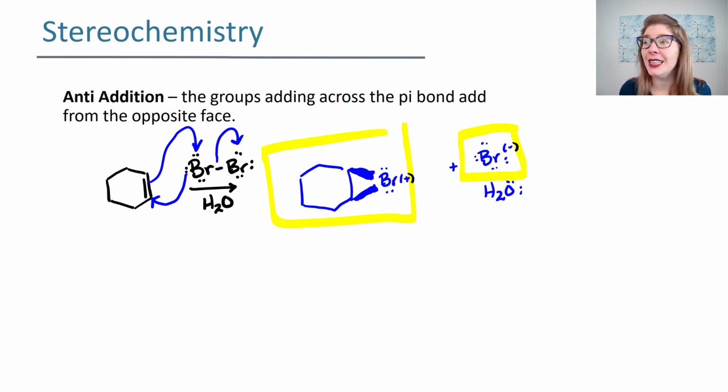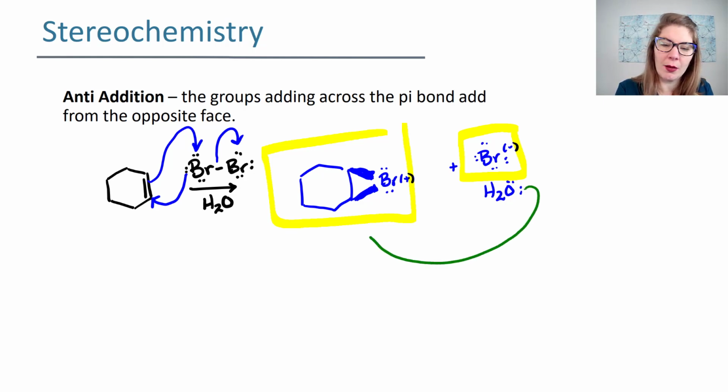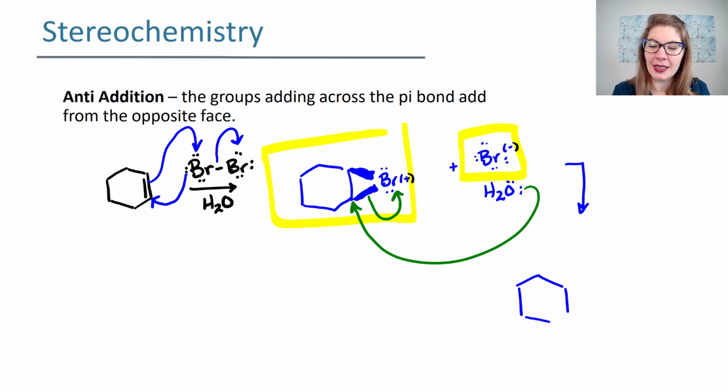Could the bromide ion do it? Yeah, but that thing's going to be surrounded in water much more thoroughly than it is going to be surrounded in bromide ion. So your water is going to be what comes in and does the attack and opens up that brominium ion. When this happens, you're still going to get that anti-addition because your water, your nucleophile, has electron density. Your brominium ion has a big old bromine with electrons around it. They don't want to be anywhere near one another. So the bromine is going to be on one face, and the water is going to come in from the opposite face. And that's why we're seeing this anti-addition.